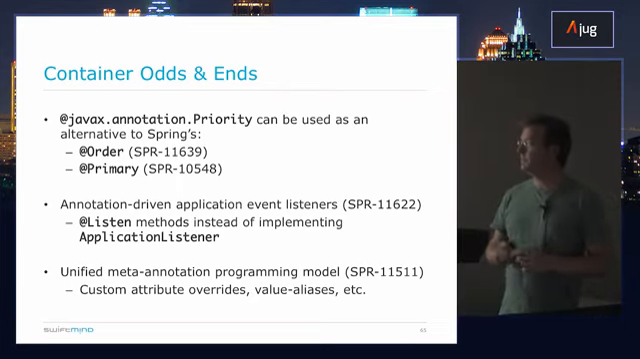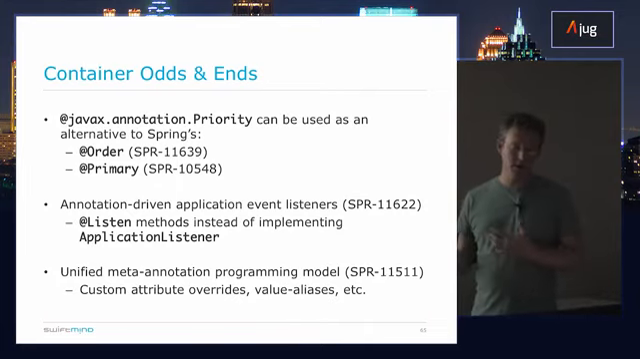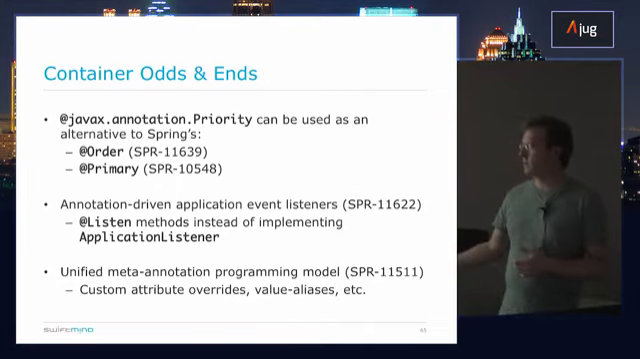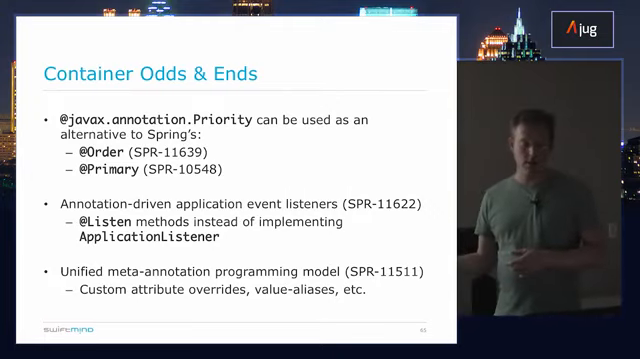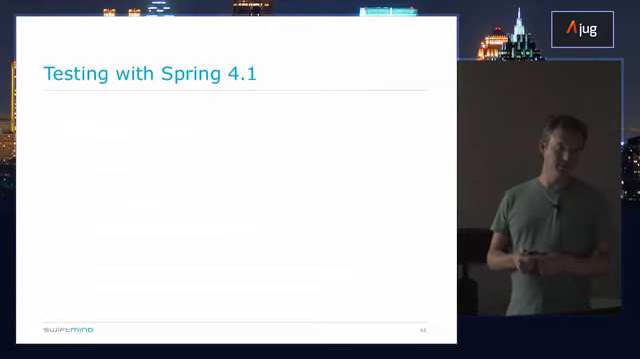more information. I mentioned this before, so this unified meta annotation programming model with custom attribute overrides, value aliases, et cetera. This is the umbrella issue for that, and we have a couple of sub-issues there. You can follow on that, along with that if you'd like to.